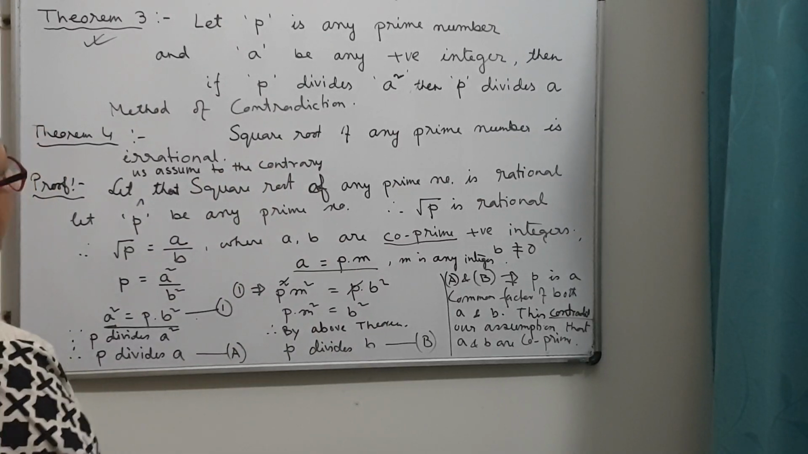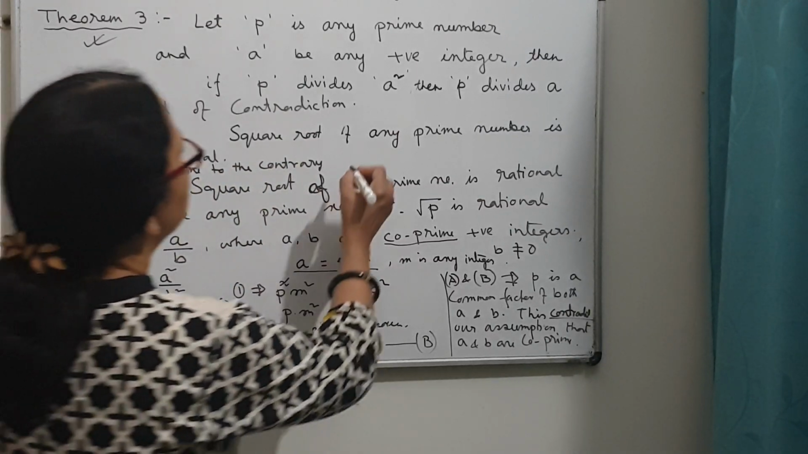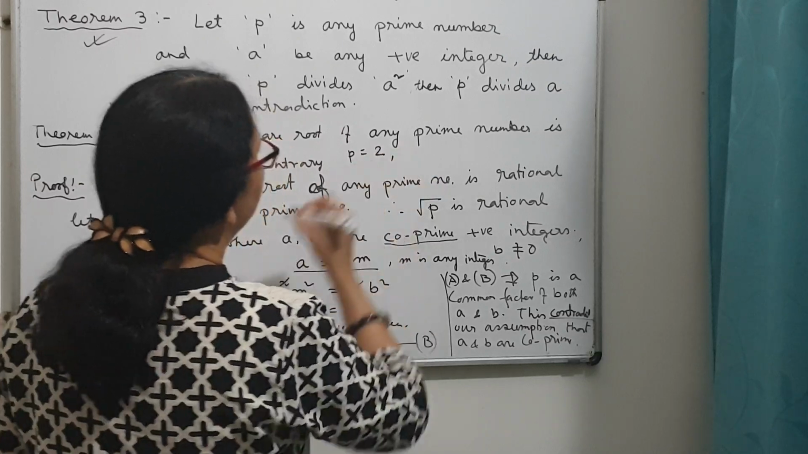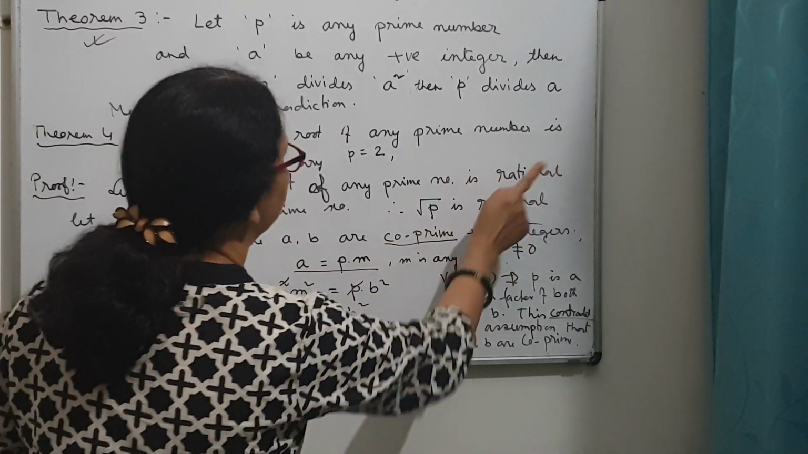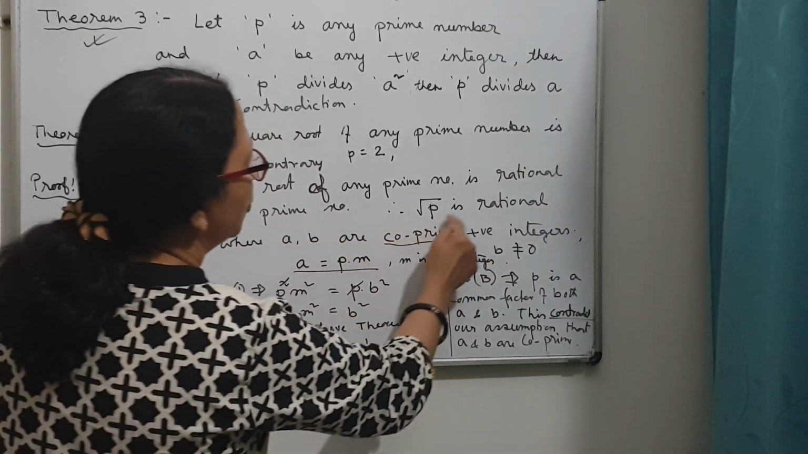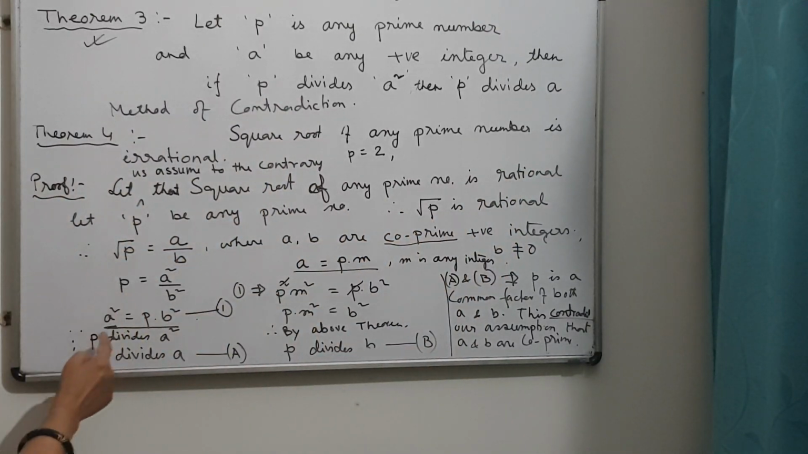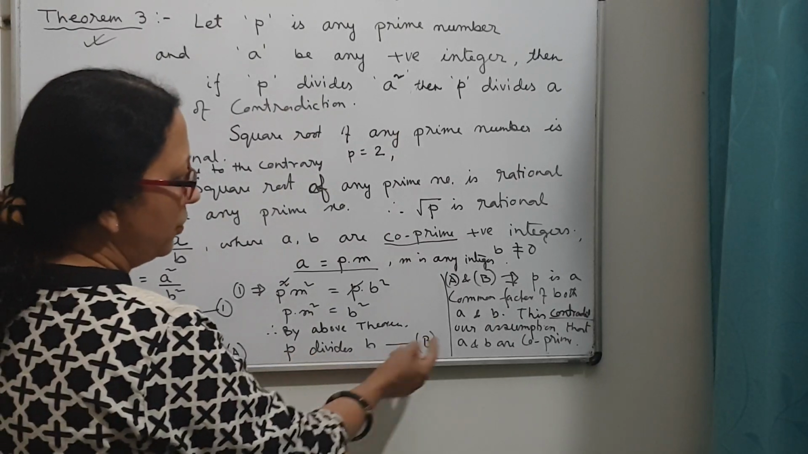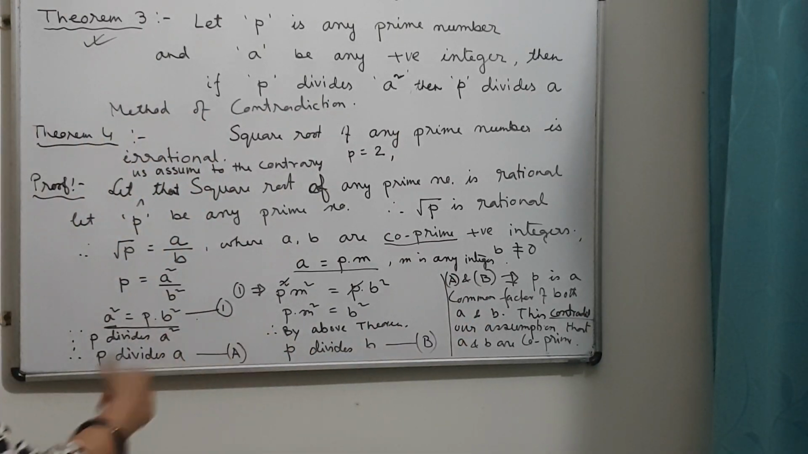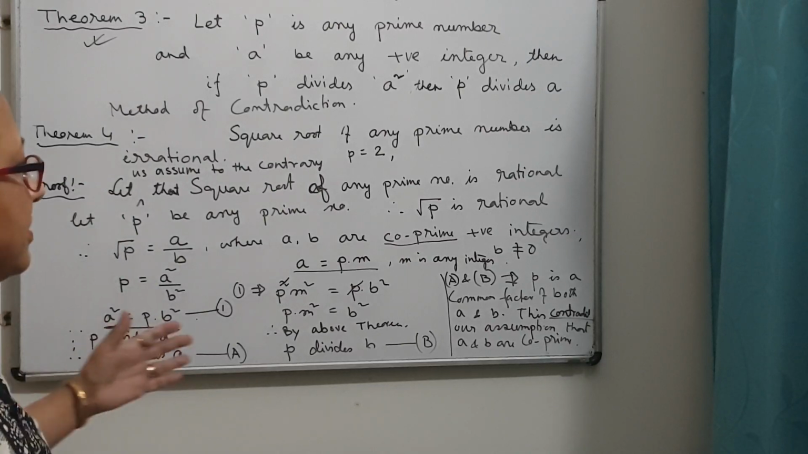Actually, if you take p equal to 2, in that case you have to prove that root 2 is irrational. So you will assume root 2 is rational. In place of p will always be 2. You have 2 divides a and you will get 2 divides b. So you write 2 is a common factor of both a and b. Hence contradiction.